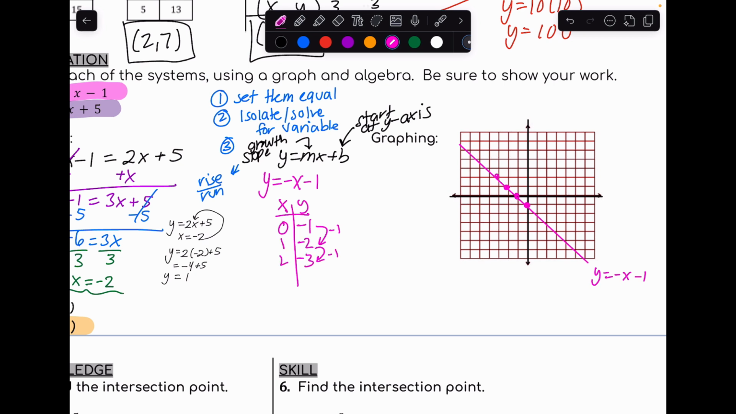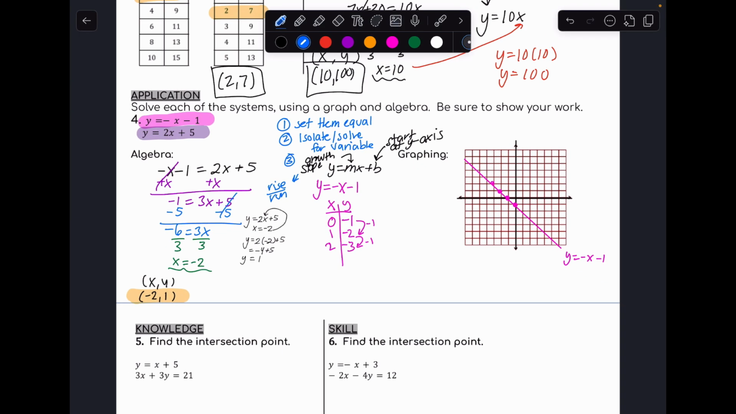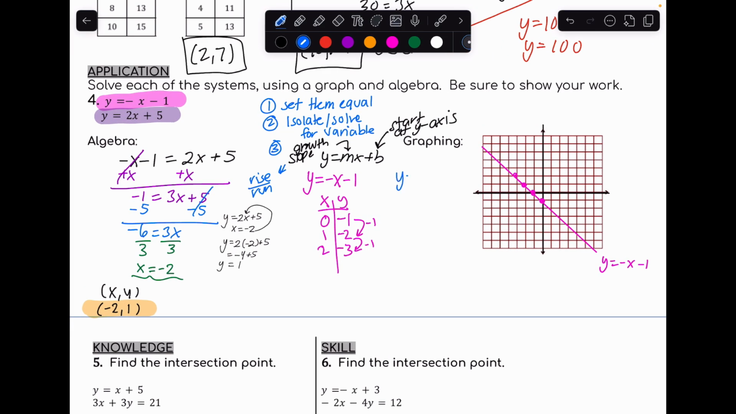So if I go to plot these, they should be what I just graphed on my line. 0, -1. I go 1, and then down 2, 1, 2. And then I go 2 through -3, 1, 2, 3. Those are my points. So you can use either method. I'm going to use the table for my second one.